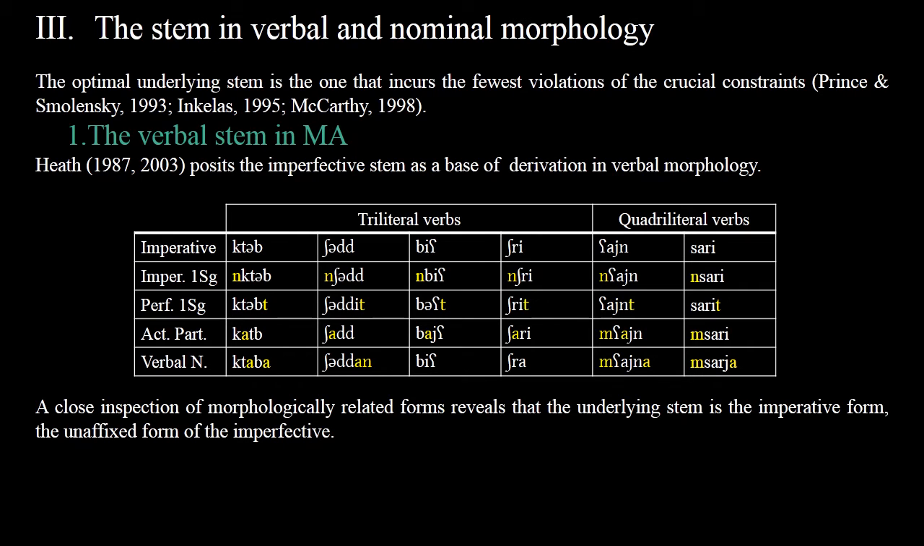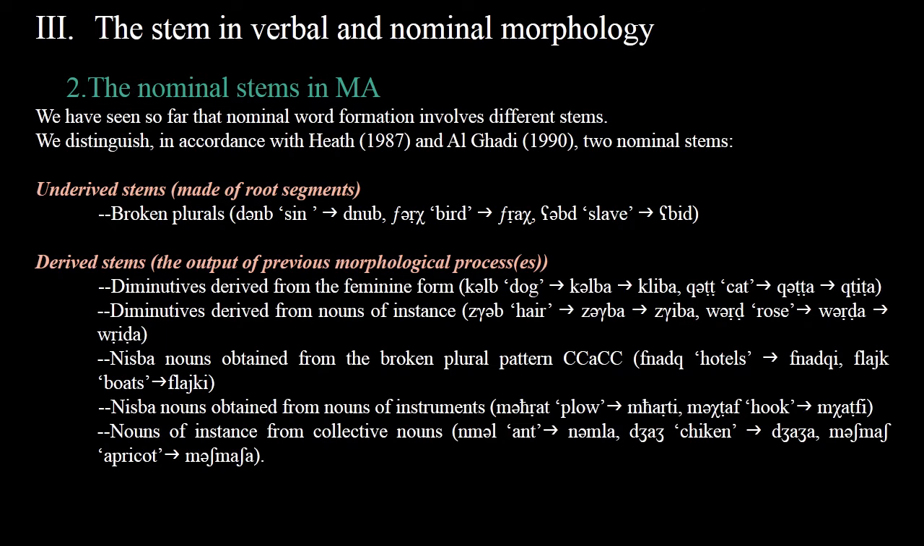which happens to be the unaffixed form of the imperfective. For instance, the imperative be would be the base for the imperfective, the perfective, the active participle, and the verbal noun. The same could be said for the quadrilateral verb, in which we have the imperative ayn, which is the base of the imperfective, the perfective, the active participle, and the verbal noun.